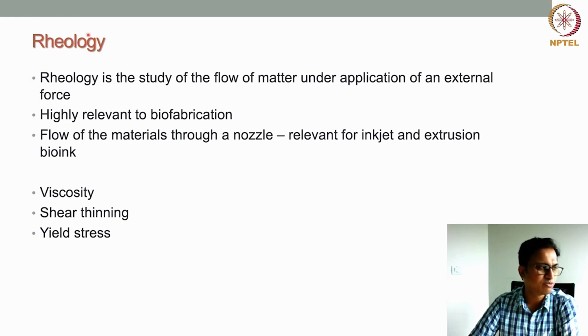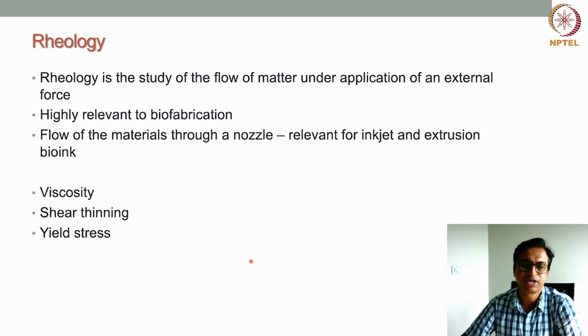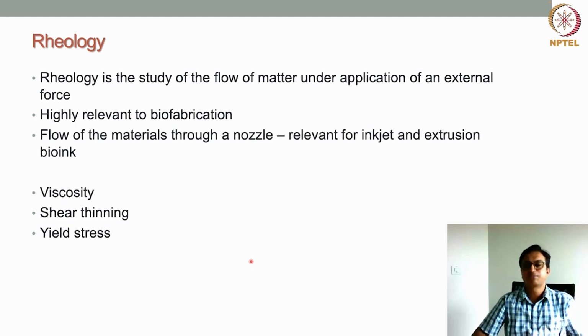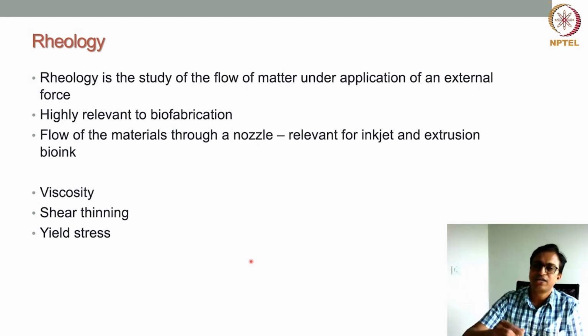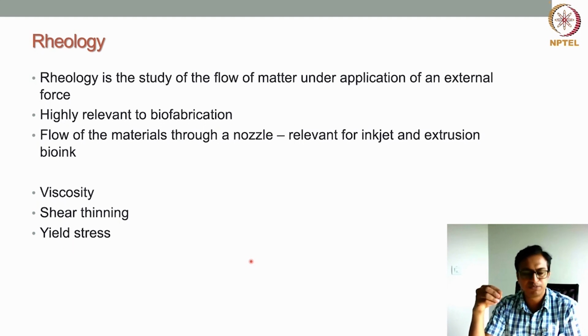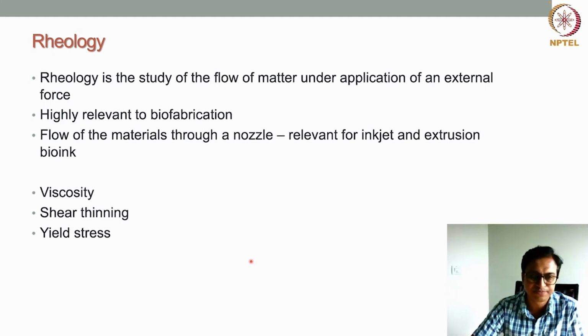when you are actually going for bioprinting, where we need to understand the flow of the material through a nozzle. That is relevant for inkjet and extrusion bioprinting, because the process is such that the material should be flowing through the nozzle. In jet bioprinting, it should come out in the form of droplets, but in extrusion, it comes out in the form of a filament. In either case, the material should be able to flow through the nozzle.